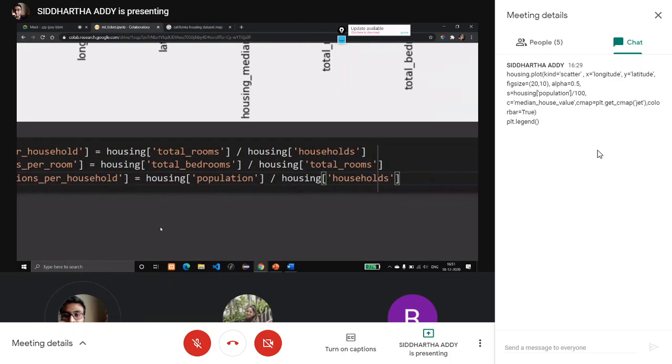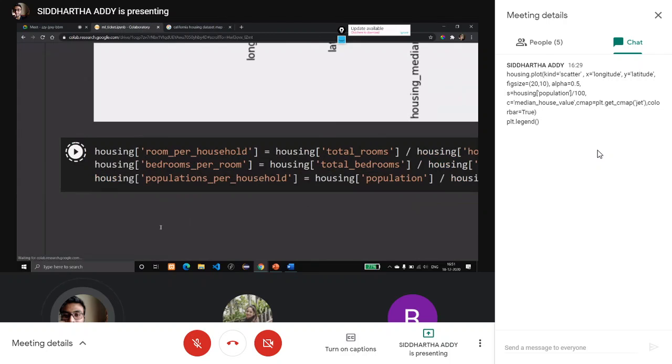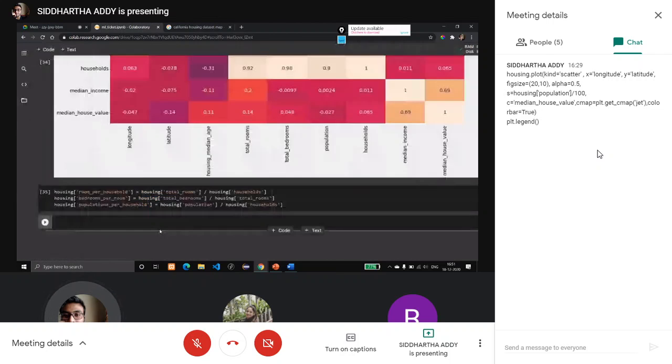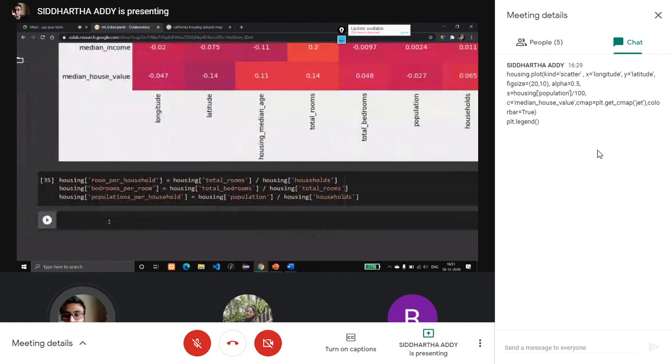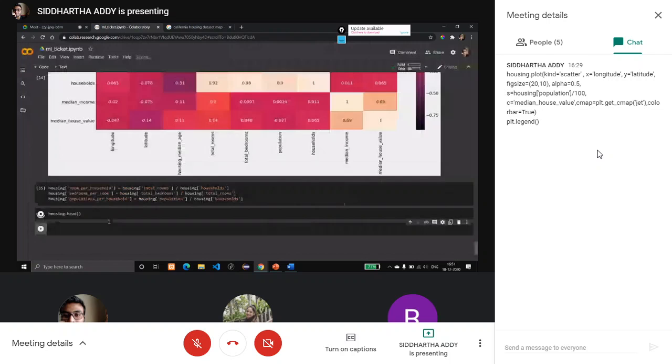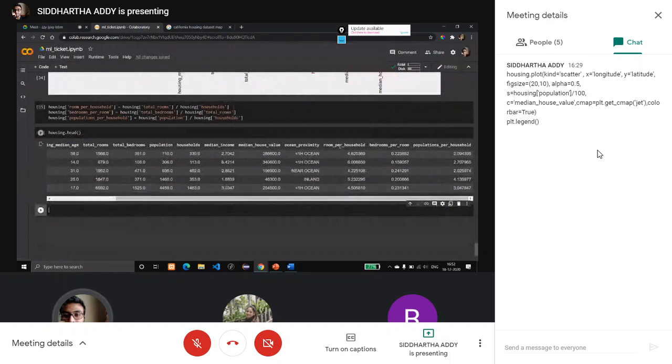Okay, let's run this. So our dataset now contains 3 more extra columns. Let's look at our dataset. Look at the head. Remember the head? It brings up the first 5 rows. Now we have rooms per household, bedrooms per room, population per household.